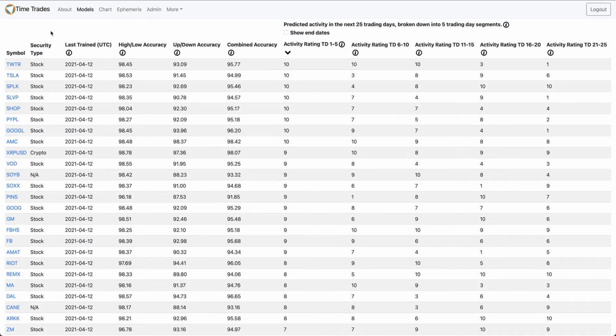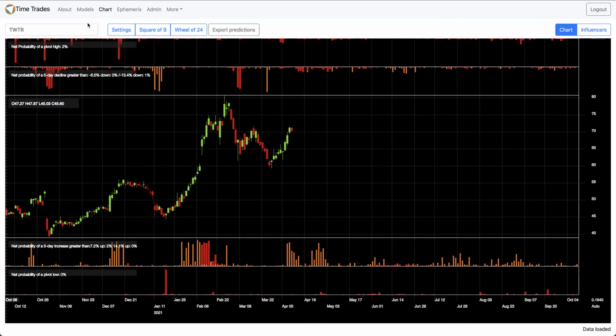And let's go back and resort that. And we can see here that Twitter is one of the most active stocks, so I can just click on that and go to the chart and see what's happening. And one of the things I see on Twitter is there's a declining up volume heading into April 16th, okay? Or declining forecast of up probability, and a slightly increasing forecast of probability of a decline.